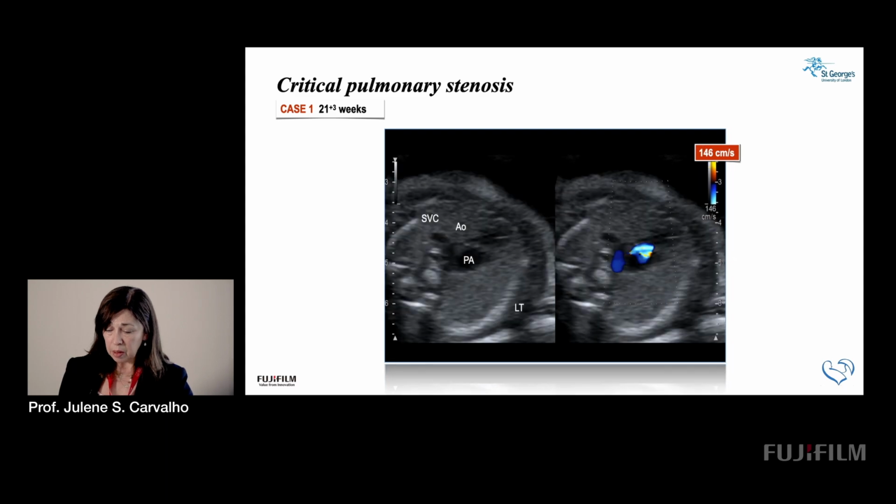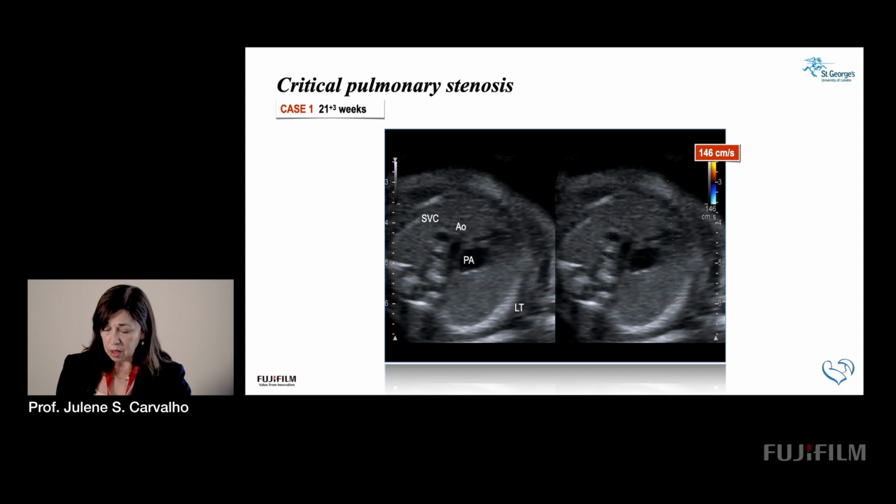So this is the same baby. I've changed the scale because I'm getting so much aliasing. I'm trying to clean the signal. So now we are almost twice as much as we were before, 146, and you still see lots of aliasing across the pulmonary valve, which means that velocity is much higher than 146, which is very high, which goes along with the pulmonary stenosis. In addition, you see here the pulmonary valve is very thick.